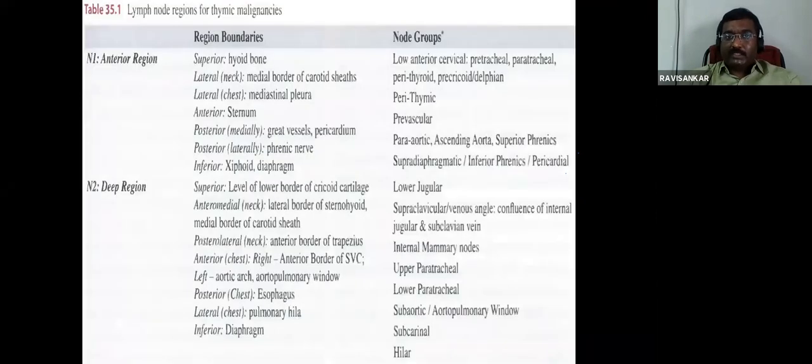This is slightly a congested slide, but what I want to mention is that N1 nodes are the low anterior cervical, pretracheal, paratracheal nodes, perithymic nodes, prevascular. These are all the nodal groups that are considered as N1, that is anterior group. When the nodes are deeper location or in the cervical region, they are known as the N2 nodes. So even the pretracheal nodes in the neck are considered N1 because of its proximity to the embryological origin.